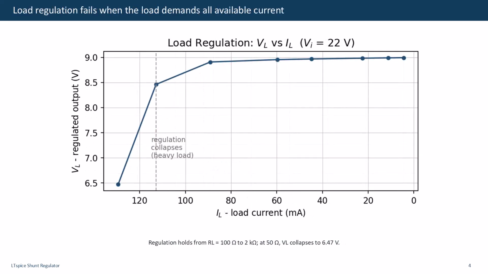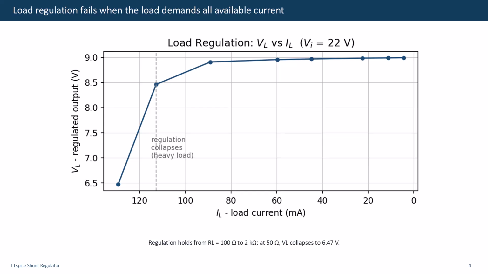For the load regulation test, the input remains at 22 volts while the load resistance is stepped from 50 ohms to 2 kilo ohms. With the 50 ohm load, the load attempts to draw about 129 milliamperes. The series resistor cannot supply that current while maintaining an 8.9 volt output. So the transistor turns off and the output falls to 6.47 volts.